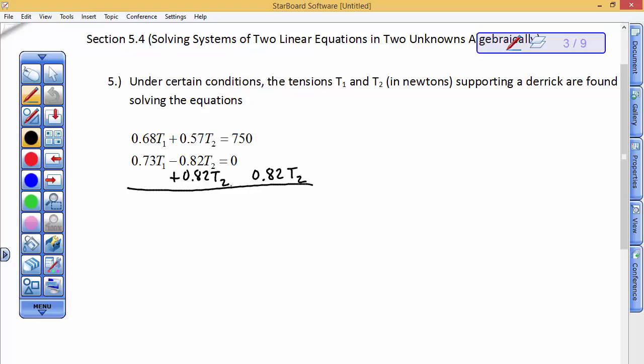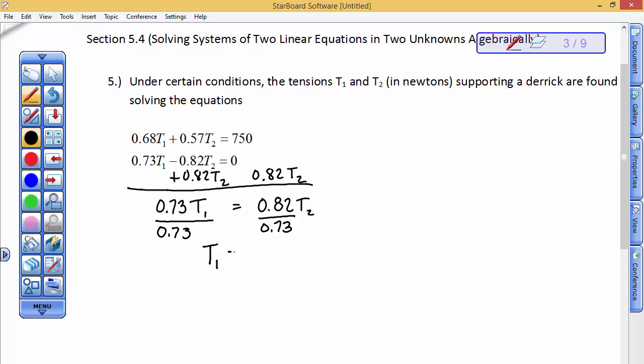So again, I'm working with the second equation. On the left side, I'll have 0.73 T sub 1 equals 0.82 T sub 2. Now, I want to solve for one of these letters. I'm just going to solve for T sub 1 because it's on the left, and I just like to see my letter that's all alone on the left. So I'm going to divide both sides by 0.73.